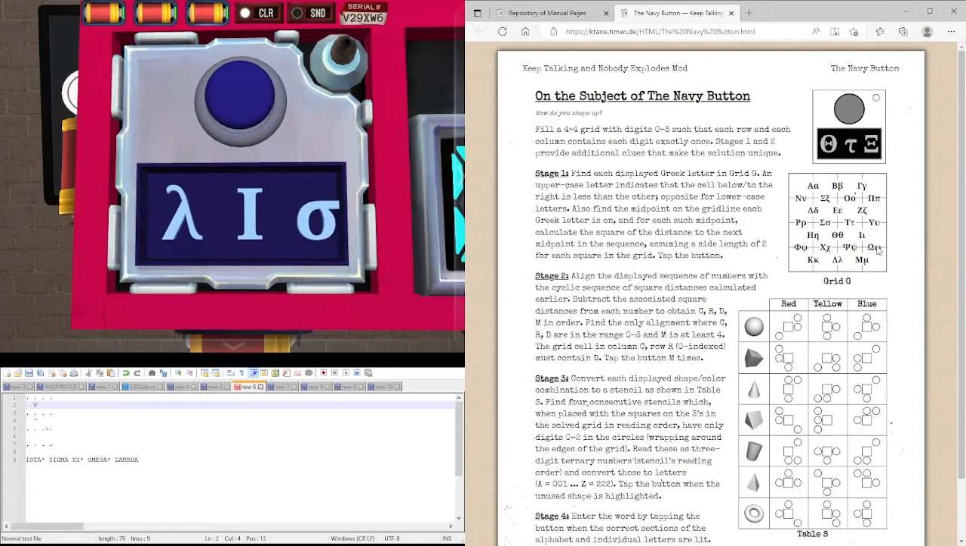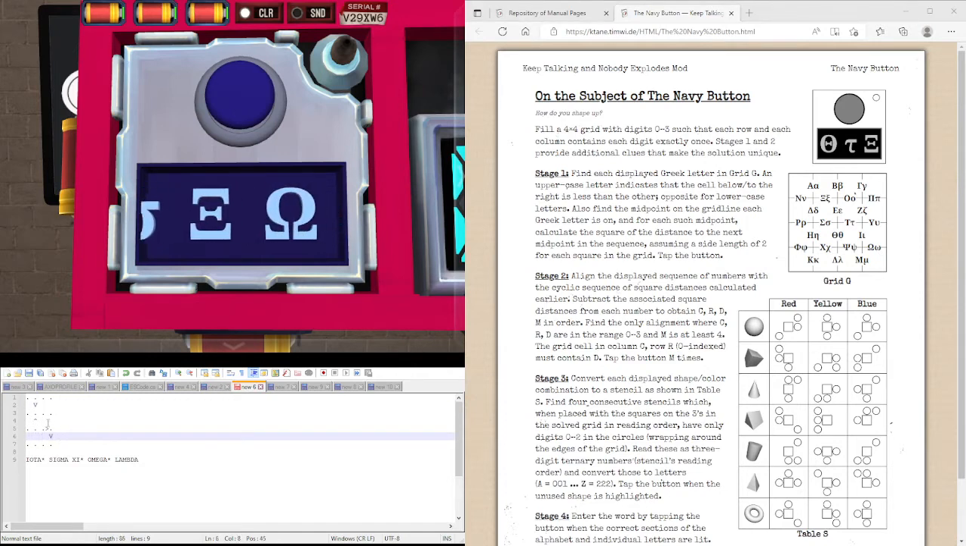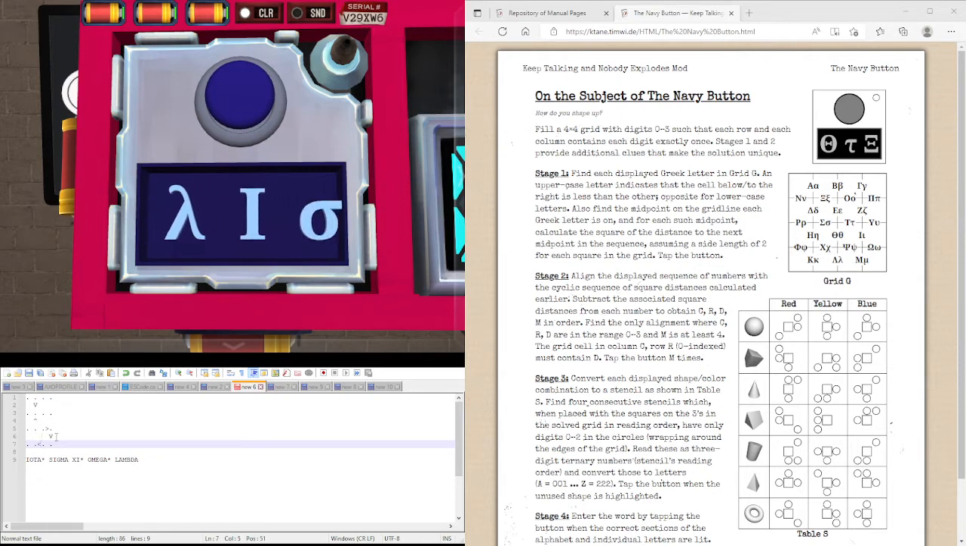Omega is uppercase. Uppercase means we'll be going below. So you can see a chain is forming here as well. And then finally lambda here is lowercase. So we're going to be going to the left. So this gap here is going to be going to the left instead. So this is our initial grid with first clues.